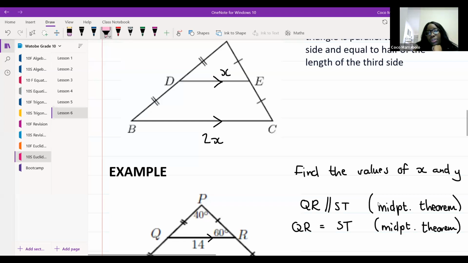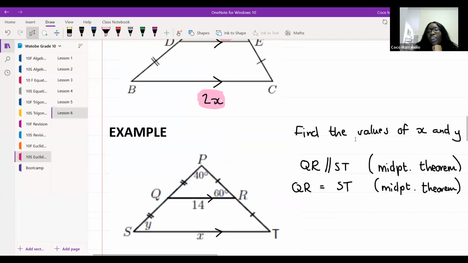X is equal to, this side is equal to? It's double. Double, yes. So over here in front of ST, I need to say QR is equal to? QR is equal to 14, so it's going to be double, and then it's like 28. Okay. You're correct, but what I need as an equation, I need to say QR is equal to 2 times ST. Okay. And then it makes it a lot easier for us to solve.